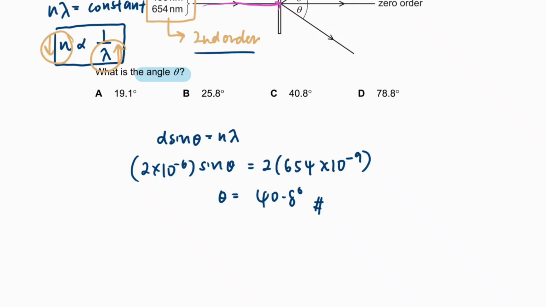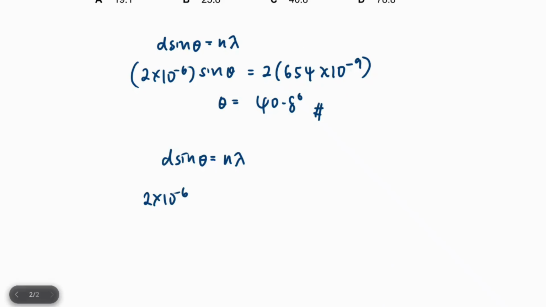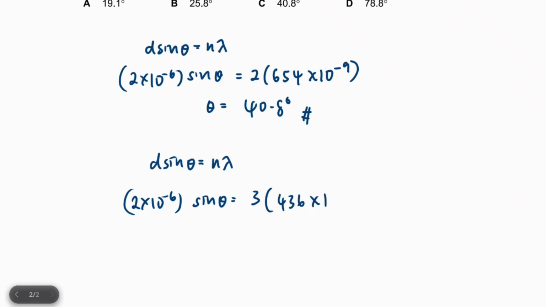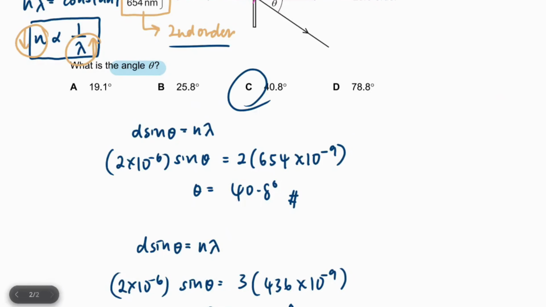Let's try with 436 nanometer and see if we get the same answer. d sine theta equals n lambda. Your d remains the same. Sine theta is what we're going to find, and it is the third order. Your wavelength is 436 nanometer. Make sure to convert it, and let's see whether we get the same angle. And yes, we do get 40.8 degrees as well, and your answer is C.